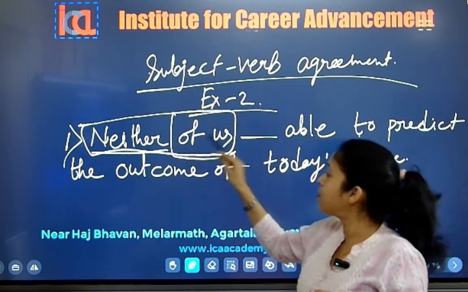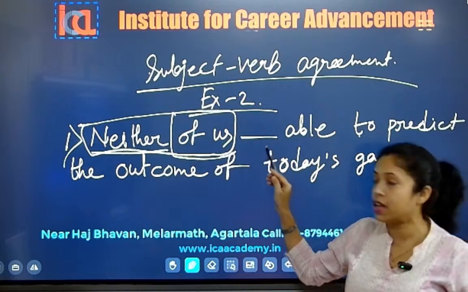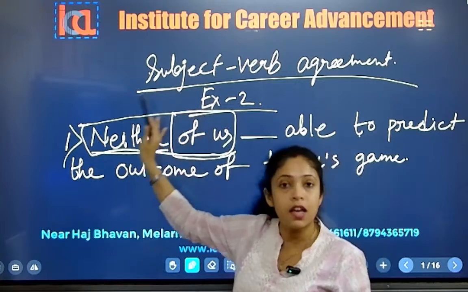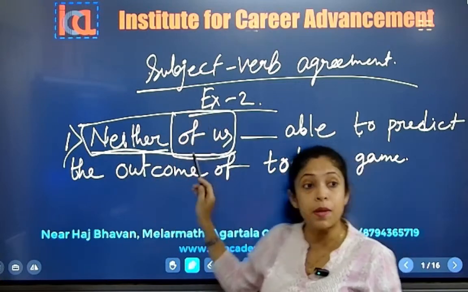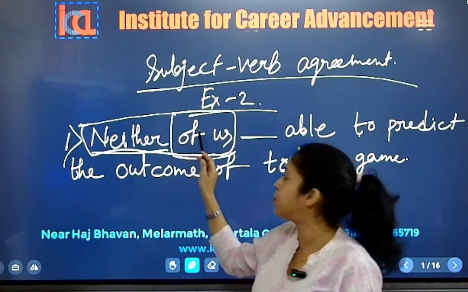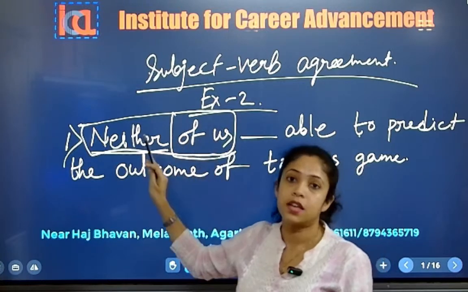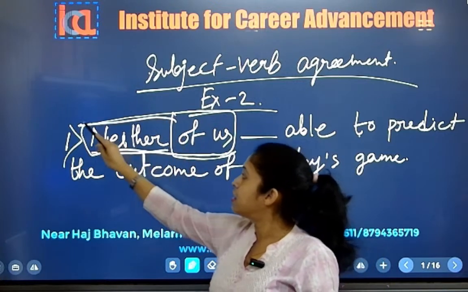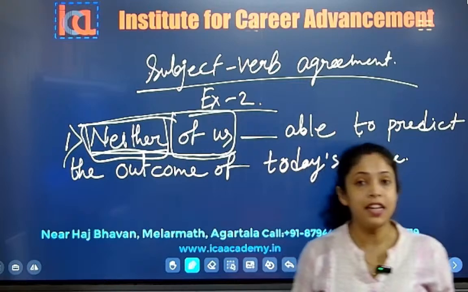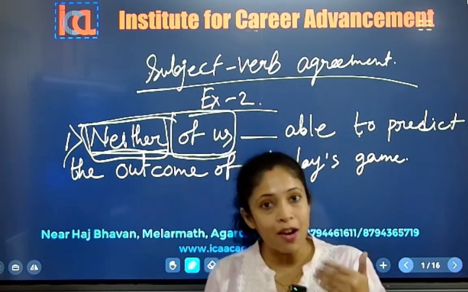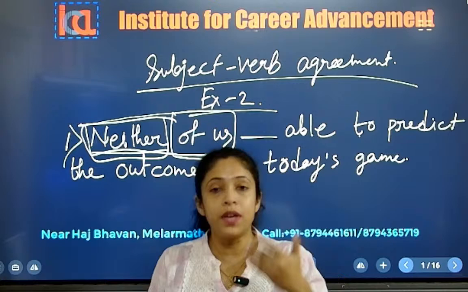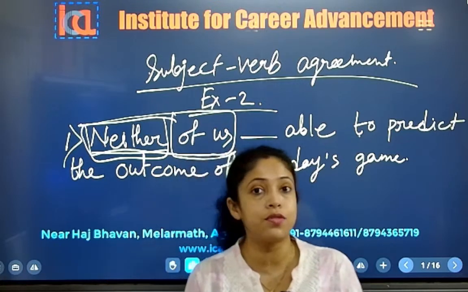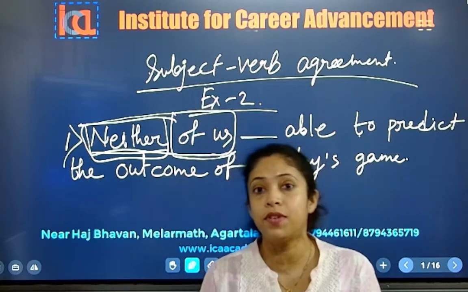Whenever we use the verb accordingly, we will always choose the first part which is before any preposition. Of is a preposition. Before any preposition, we will see which part of the sentence is used. So here neither is the subject. Accordingly, whenever we have to use a plural verb, we will use a plural verb, and whenever we have to use a singular verb, we will use a singular verb.